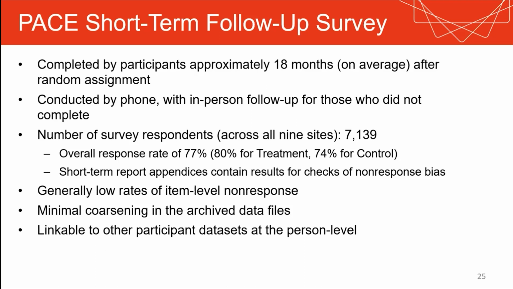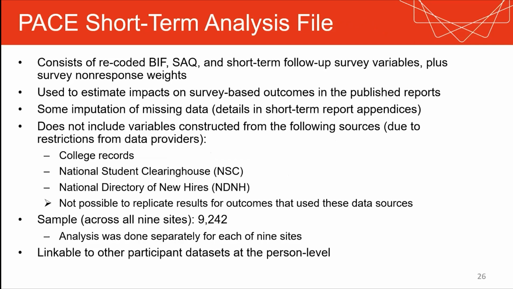So this is the archived version of all the raw survey responses. We also included the short-term analysis file. This includes all of the recoded variables from the BIF, the SAQ, so the baseline data, and the short-term follow-up, plus non-response weights. In some cases, we were also able to include the imputed values, where we imputed certain variables for missing data. So with this analysis file, these are the variables we used to estimate impacts on survey-based outcomes in the published reports. So if you're looking to replicate results in the reports, this is the file you would want to look at.